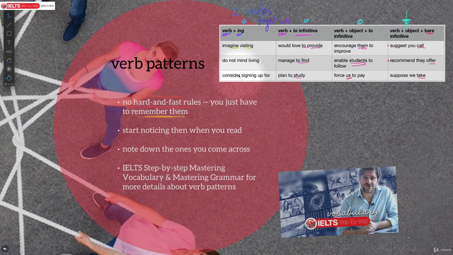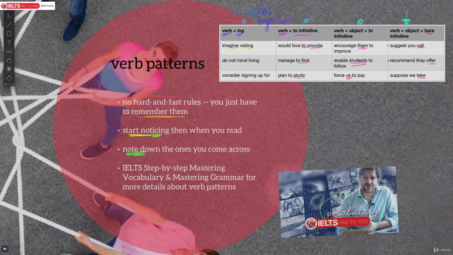So the rules that you might have in your own language, especially if it's a Romance language, are not going to apply in English, unfortunately. So you just have to remember them. And then when you see them, like this, two of these verbs together, note them down. Okay, so start noticing and note them down.